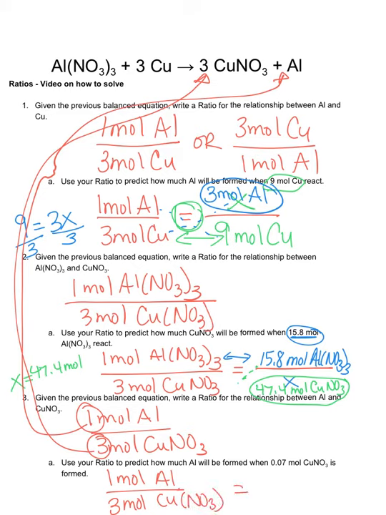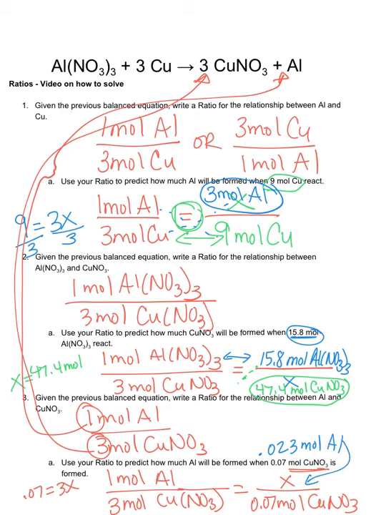Al NO3 equals, and now it says mole of CuNO3. So the mole of CuNO3 has to match up and be here. So 0.07 moles, and then is X. So 1 times 0.07, I'm going to get 0.07 equals 3X. Divide both sides by 3 in this case again, and I'm going to get an answer of about 0.023 moles of Al. Again, I got it from this cross multiplying over here. So this is how you're going to go about solving these problems using a ratio.